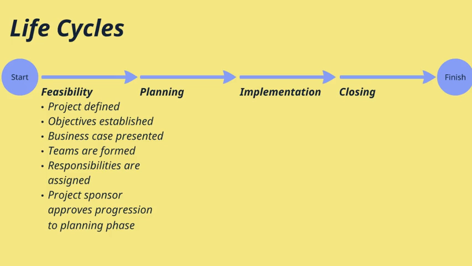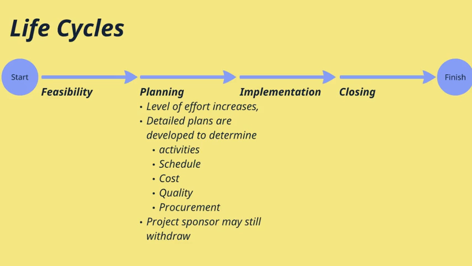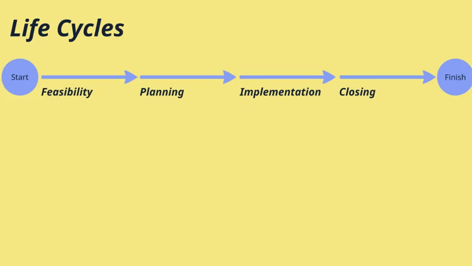At this stage, we're defining our project, establishing the business case and objectives, looking at forming the team and responsibilities and the project sponsor. And I'll look at that term, project sponsor, in some following videos. So at that point, the sponsor will approve the project, moving into the planning phase. Then within that phase, the level of effort increases. We're putting together more detailed plans for cost, time, quality, etc. At this point, the project could still potentially be cancelled or the sponsor could withdraw. Hopefully this does not happen and the project moves into the implementation phase.